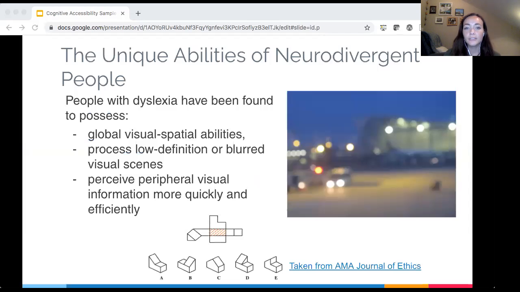It's also useful to see differences instead of deficits because to frame any of these cognitive differences of neurodiverse people as deficits is just not always accurate. So, for example, people with dyslexia have been found to possess higher levels of global visuospatial abilities. What that means is the ability to mentally manipulate 2D or 3D figures or process low definition or blurred visuals, even perceiving peripheral images. They just do that more quickly than people without dyslexia. And this kind of gifting is really advantageous in jobs that require any kind of 3D thinking, such as engineering or molecular biology or computer graphics.